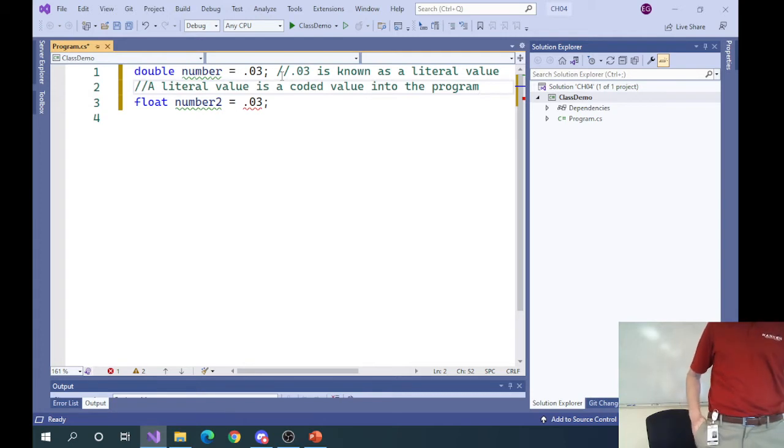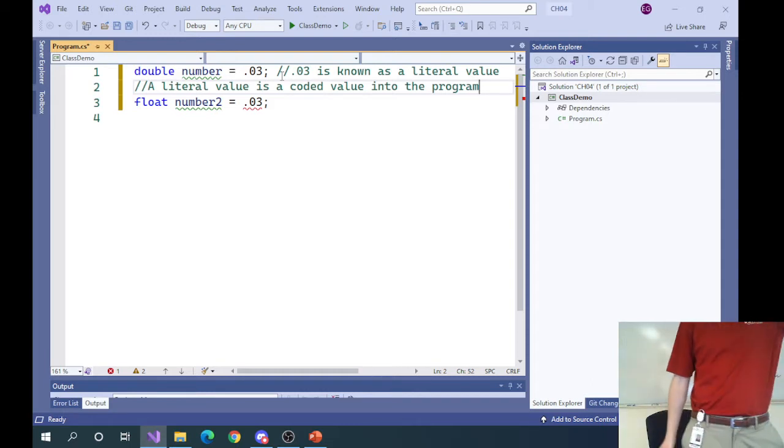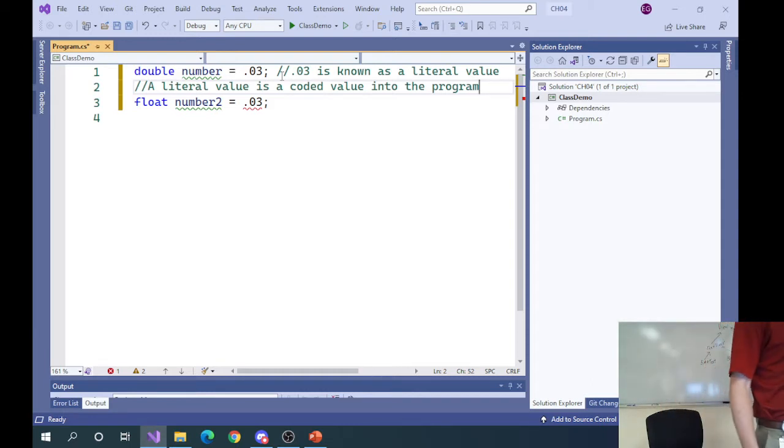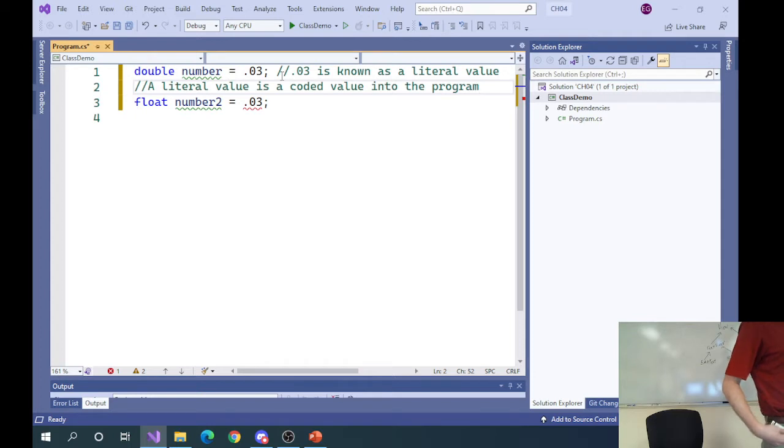When you have a literal value that's coded into the program, the C# compiler has to give that a type. What type does it give it by default? By default, it gives it a double. That's why you don't need any special letters after a double. You've got a double on the left, a double on the right, all is good. Now, on this one, you've got a float on the left and a double on the right.